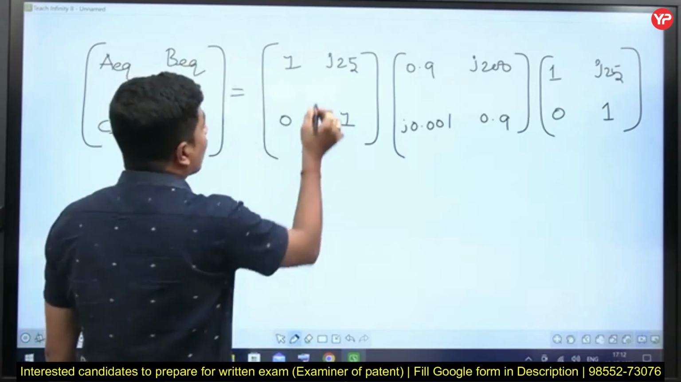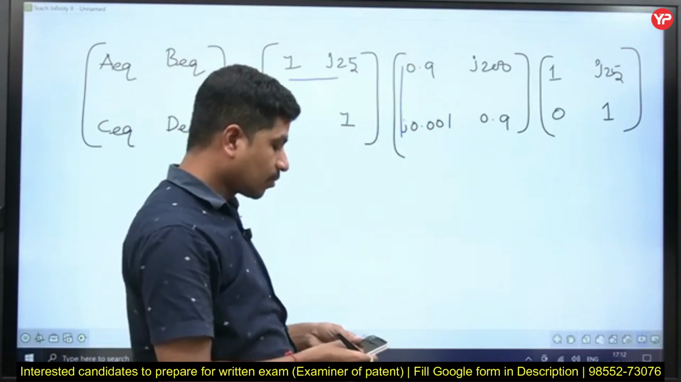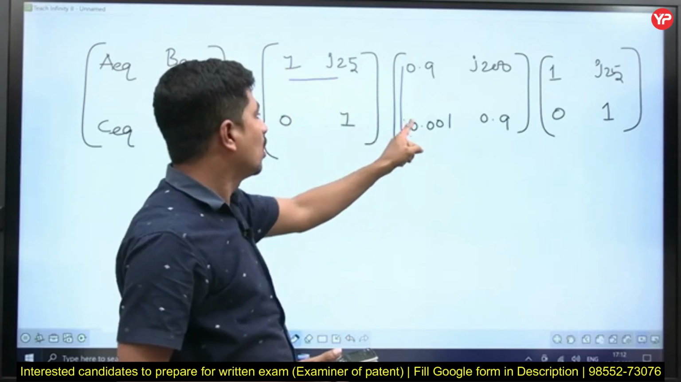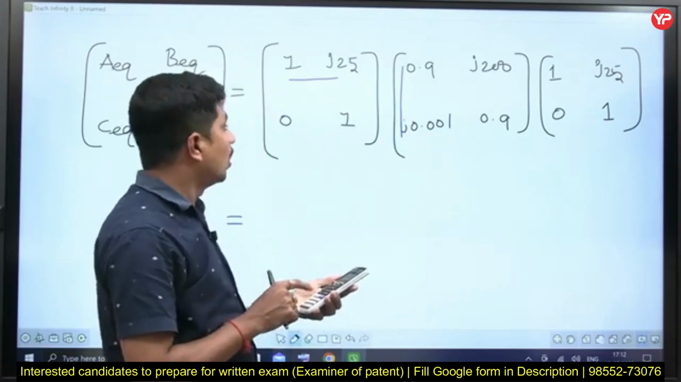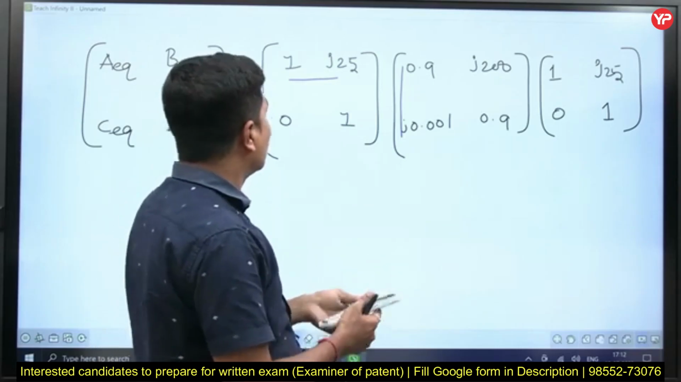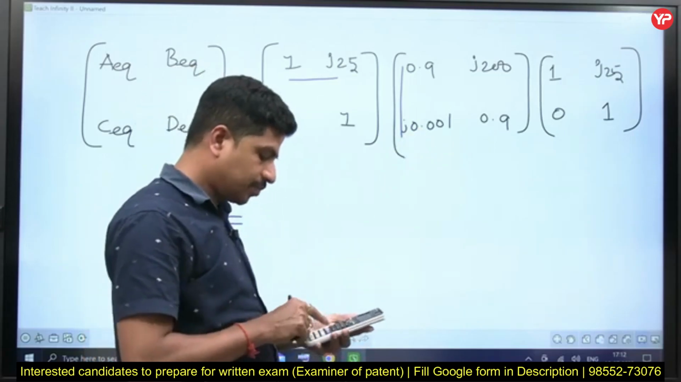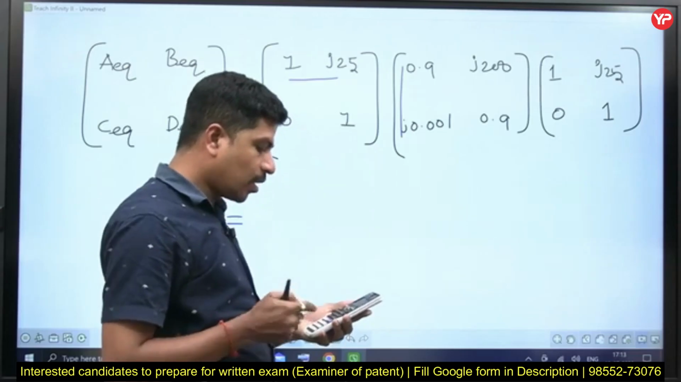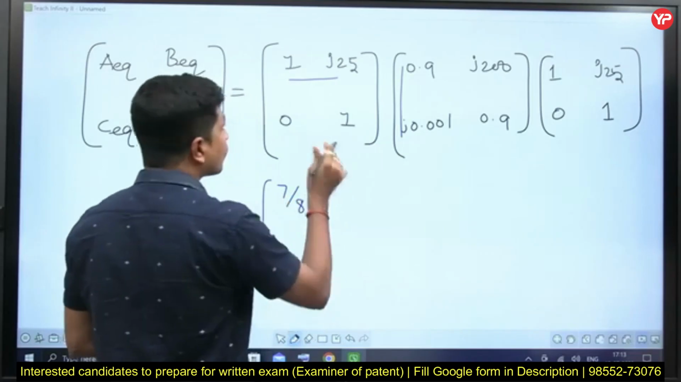I'll multiply these two, then I'm going to get the first element. I'll do 1 into 0.9 plus J25 into J0.001. So first one is 0.9 into 1, minus, because J square is minus, 25 into 0.001. So I got it as 7 by 8, the first element.